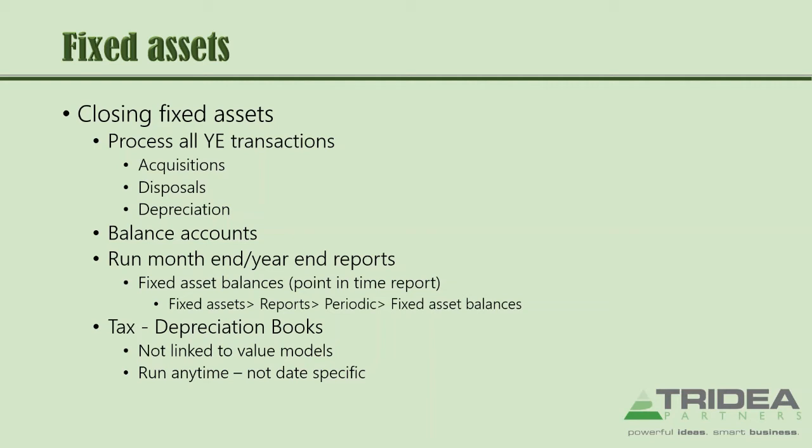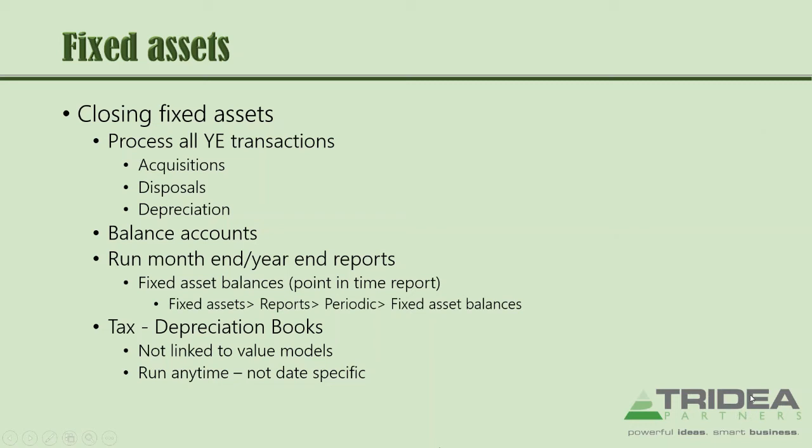And then the important thing to note here is, in running the month-end or in 12/31 the year-end reports, is running this fixed asset balances report. It's important to note that this is a point-in-time report. You can find that under fixed assets, reports, periodic, fixed asset balances. And when you open that screen, you'll notice there are no date parameters on that.